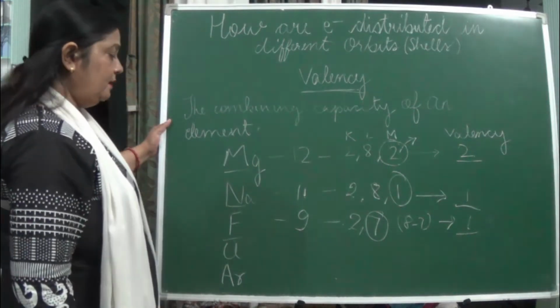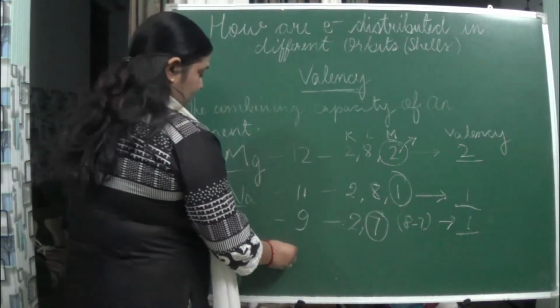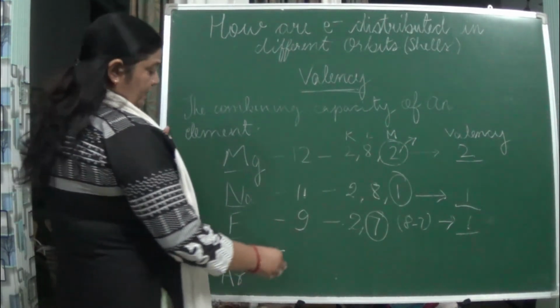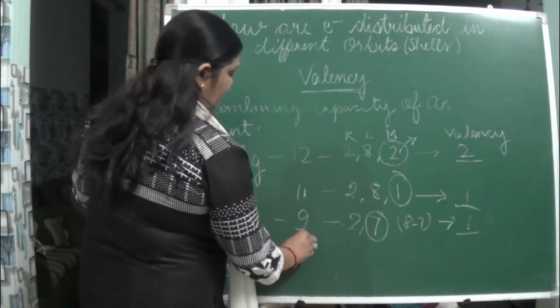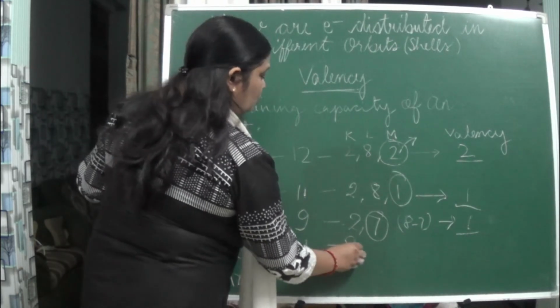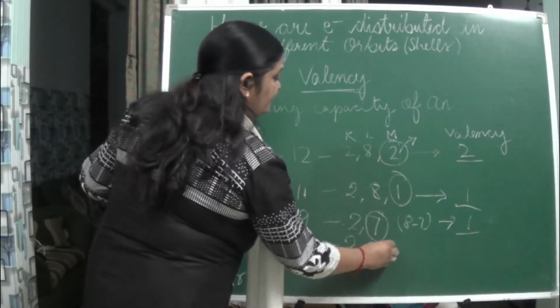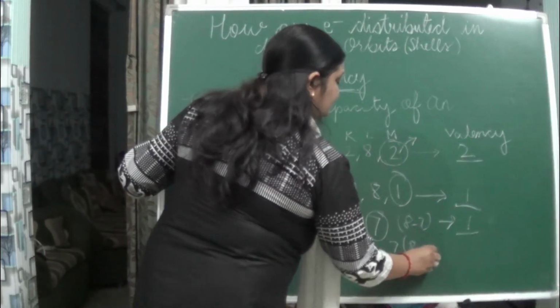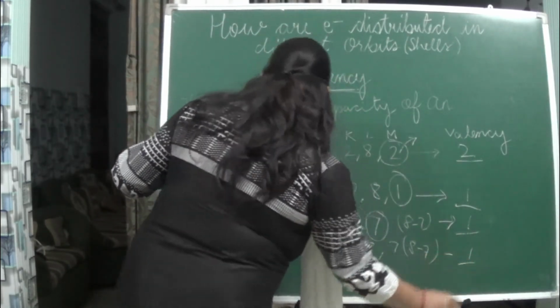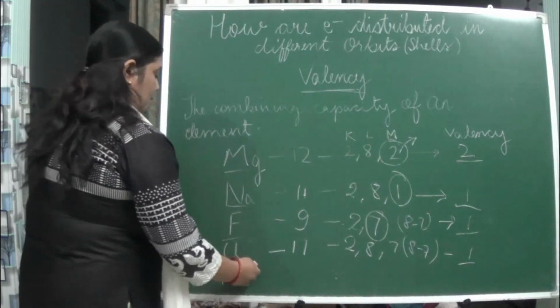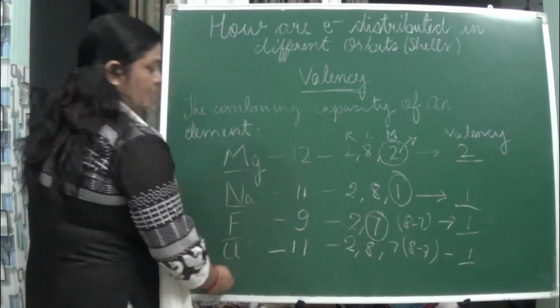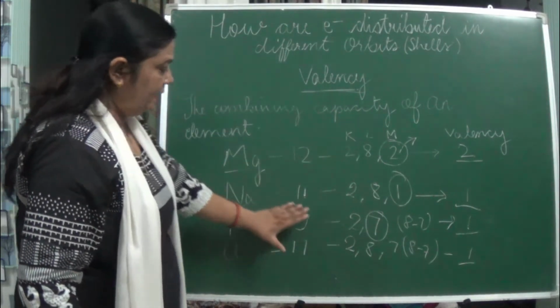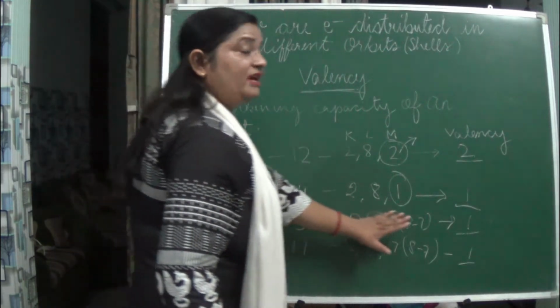Okay? Getting? Now, like chlorine, when we are talking about chlorine, the atomic number is 17. It becomes 2, 8 and 7. Here also you will do 8 minus 7. That is 1. Now, you have seen here how we are taking out the valency.